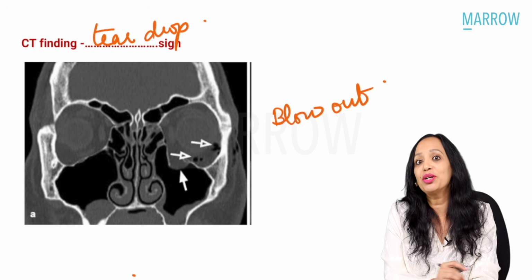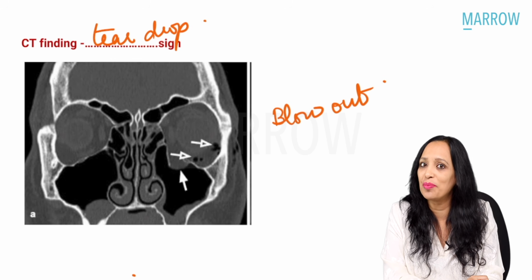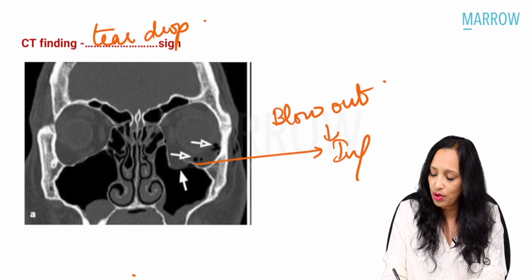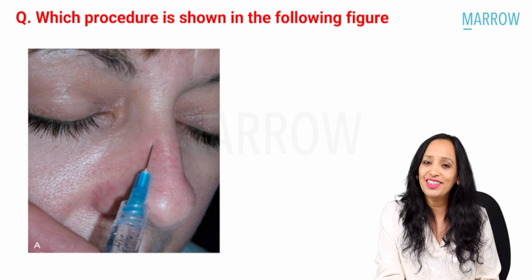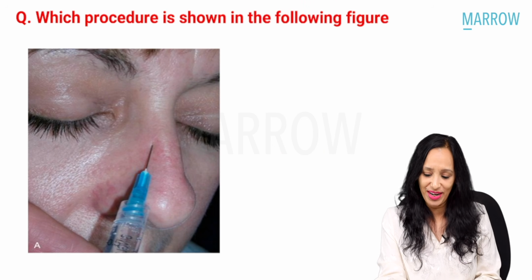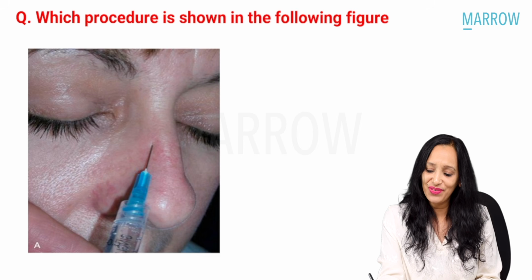Yes, again was a question, blowout fracture is fracture of which wall of the orbit? Yes, it is a fracture of the inferior wall. Which procedure is shown in the following figure? So yes, a favorite of your exam nowadays, the anesthesia of the nose.